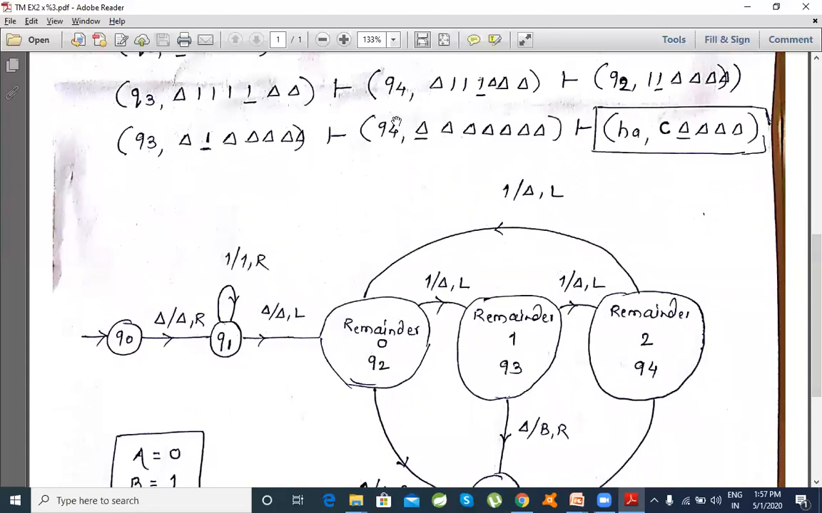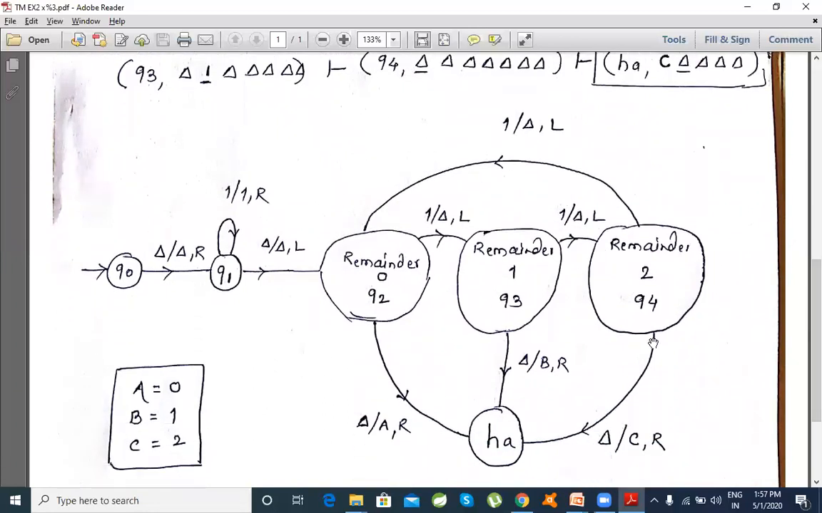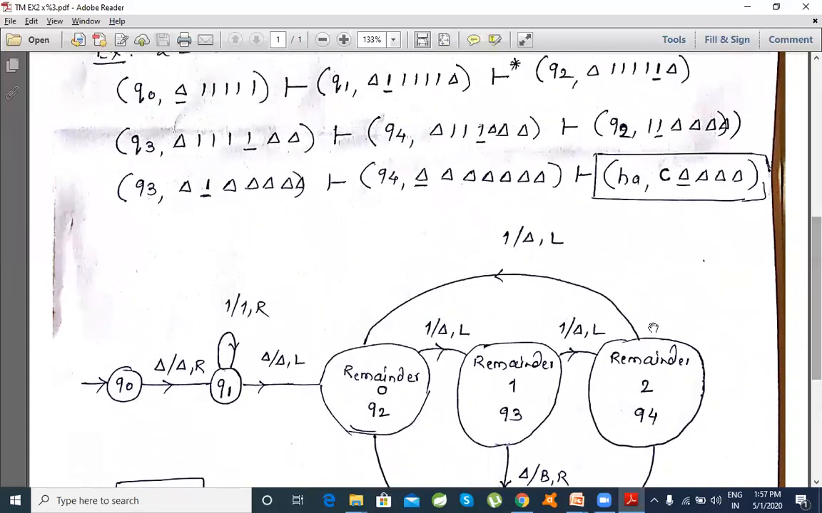So being in Q4, what is the remainder? It's 2. Okay, so being in Q4, if you are reading null, this would be the condition where it switches to an accepting state, where this null will be replaced by C. What is C? This is a tape alphabet which stands for 2, the remainder 2 that will be available on the tape. After replacing this null by C, it goes towards the right. So this would be your condition.